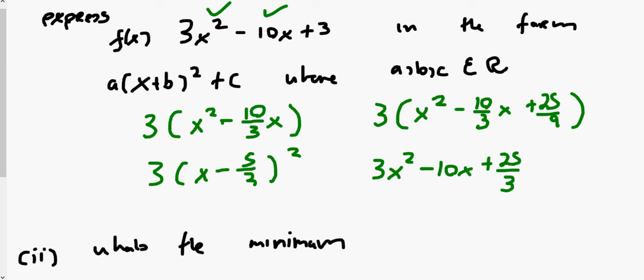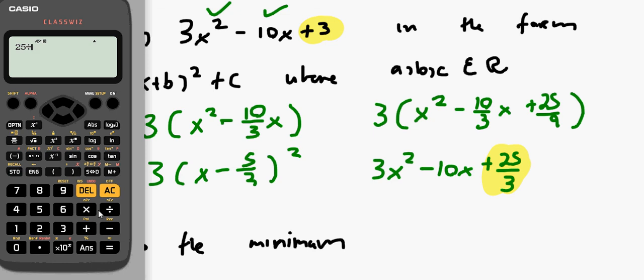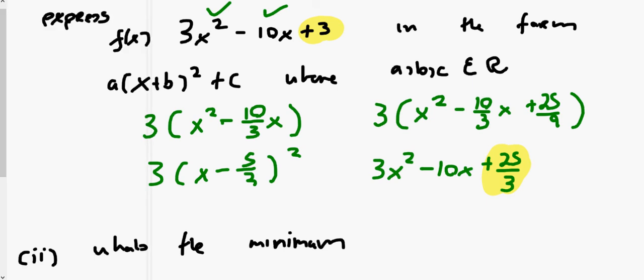Now the big issue is we wanted 3. We did not want 25 over 3. Which one's bigger? 25 divided by 3 is a large number. It's 8.3. So I need to reduce that back down to 3. So I'll take away 3. And now it's 5 and 1/3, which is 16 over 3. So if I take away 16 over 3, what will happen? It will correct it back to its original number. So what's my answer going to be?